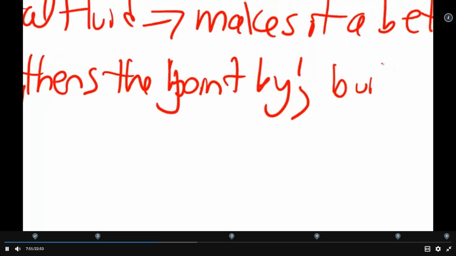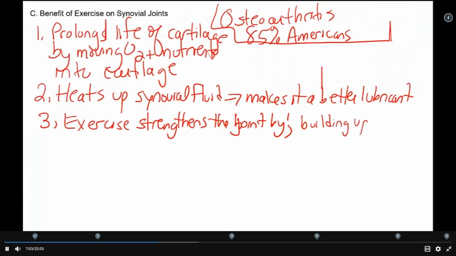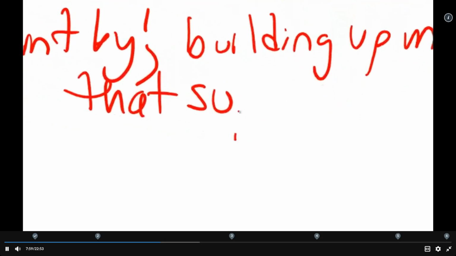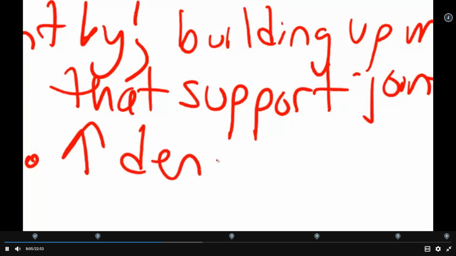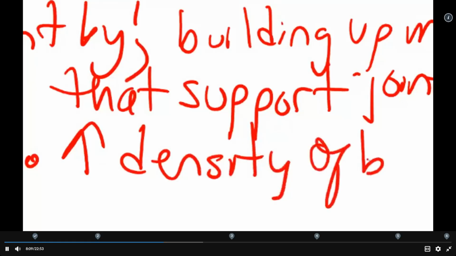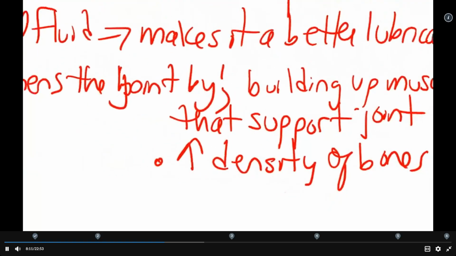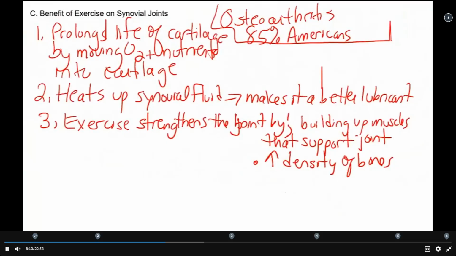by building up the muscles that support the joint and also by increasing the density of the bone because you're doing weight-bearing exercises. Okay, so that's the synovial joint.